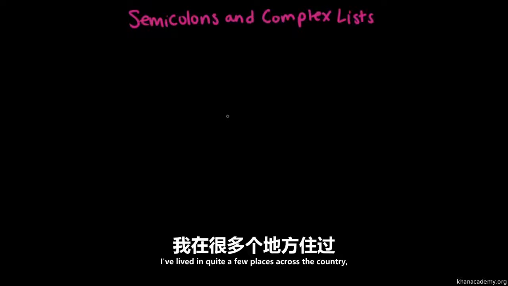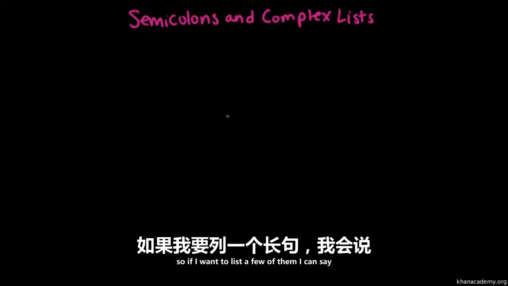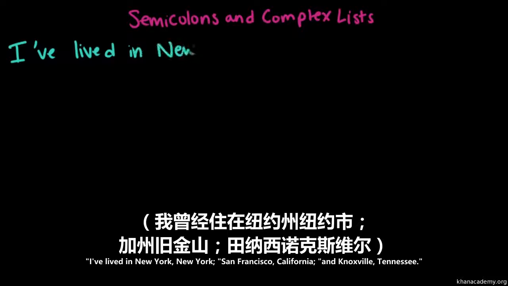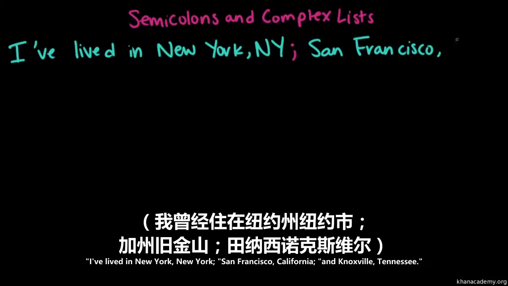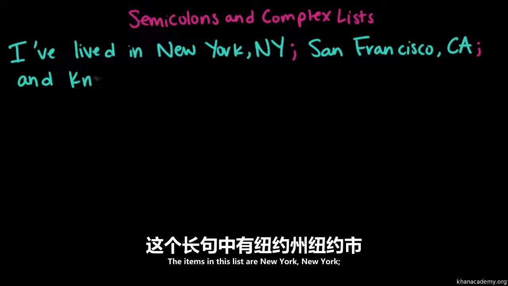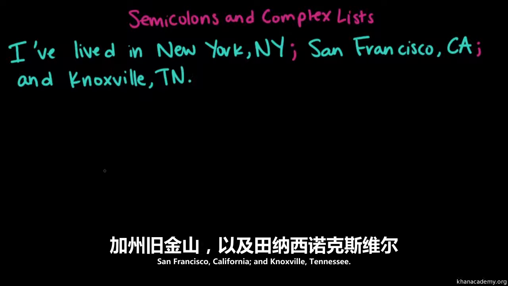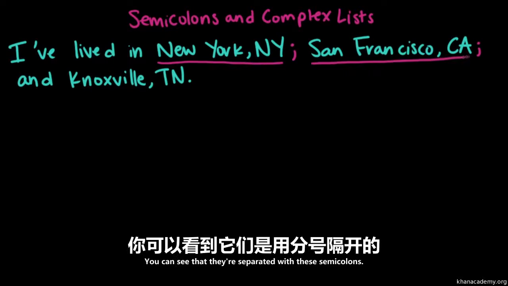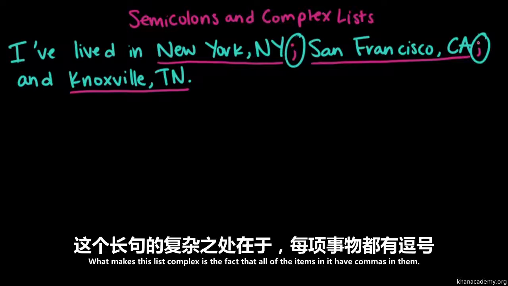I've lived in quite a few places across the country, so if I want to list a few of them, I can say, I've lived in New York, New York; San Francisco, California; and Knoxville, Tennessee. The items in this list are New York, New York; San Francisco, California; and Knoxville, Tennessee. You can see that they're separated with these semicolons. What makes this list complex is the fact that all of the items in it have commas in them.